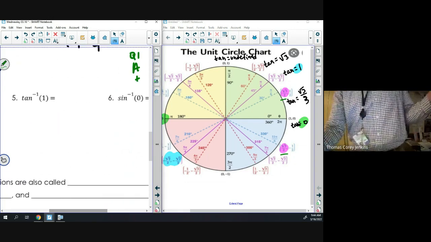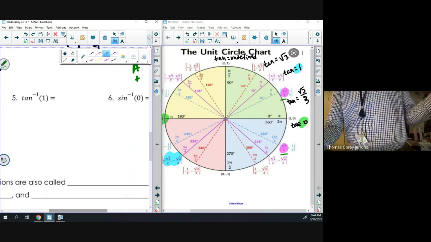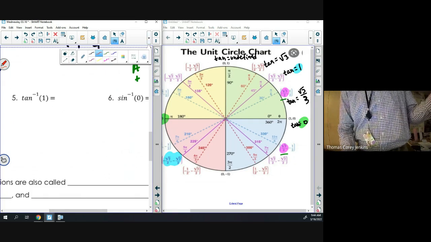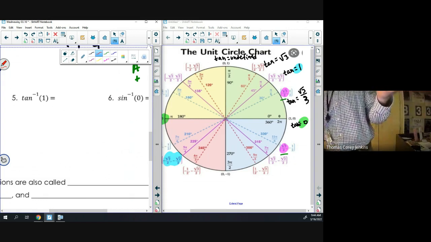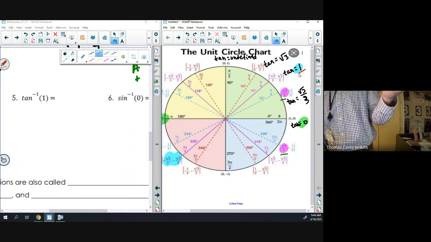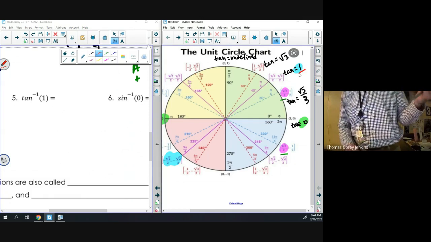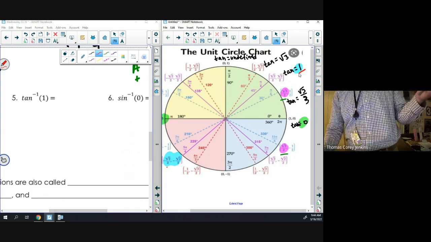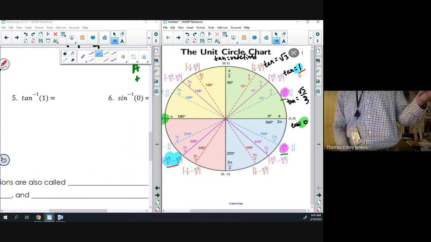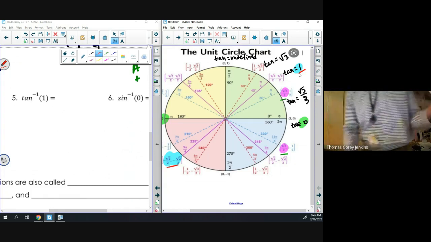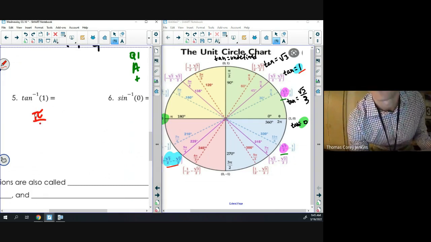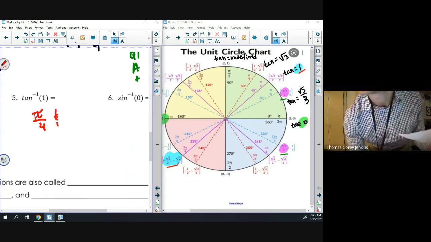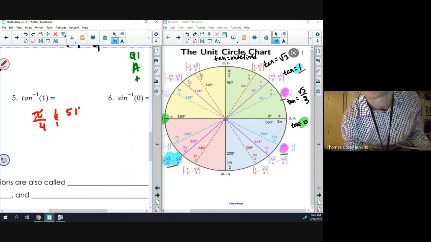All right, arc tan of 1 is going to be, so for tangent, thinking about that work we did earlier, right? So here's where tangent is 1. And then also down here in quad 3, right? So 45 and 225, or we could say pi over 4 and 5 pi over 4.